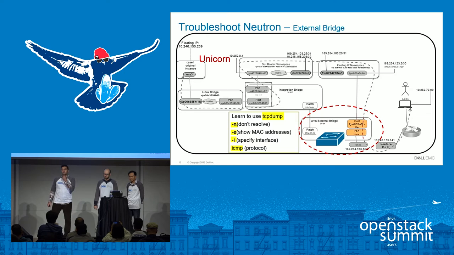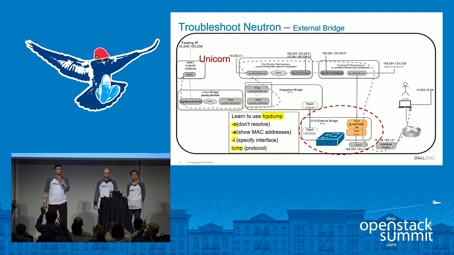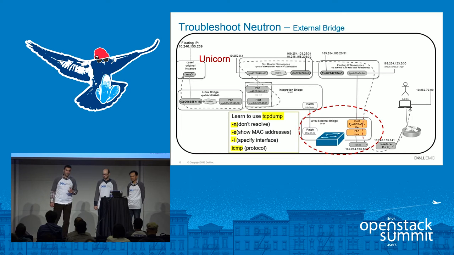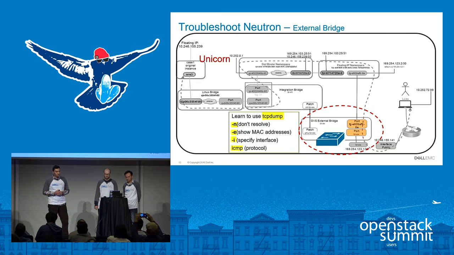How many of you know TCP dump or have used it before? Wow, that's good, great. Make sure you always remember to use it and have it along when you're troubleshooting networking. I like to use some switches like minus N for not resolving so that I see only the IP address. I don't want to see the host names because I know IP addresses. The minus E to show the MAC address, I like to always turn this on. And you then specify your interface and the routing protocol.